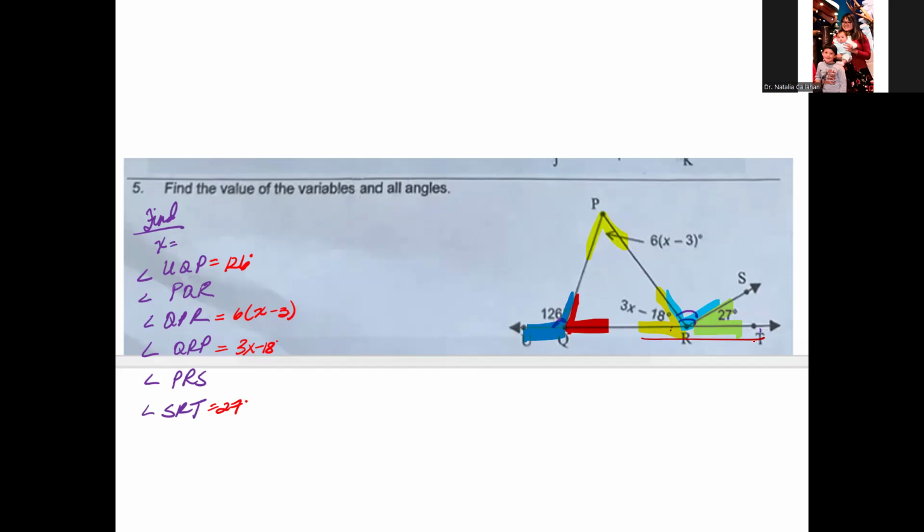There's another angle there that has a straight line that only has two angles. Which one is that? What color? This is 180 degrees. Which angle can I find? Yeah, right angle is PQR. PQR, right? 180 minus 1. There you go.